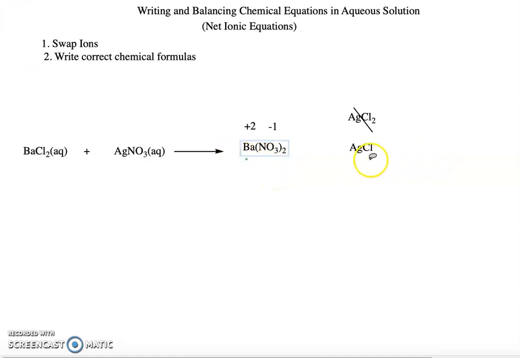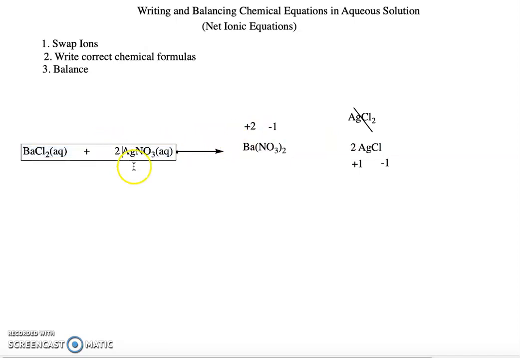I'm going to do the same thing for silver chloride. I know that silver should be +1 and chlorine should be -1. So I know that AgCl is actually correct already. The next thing I need to do is balance this. This is where I worry about the 2 that was over here. So when I balance this, I need to put a 2 in front of the silver chloride, I believe. And I also need to put a 2 in front of the silver nitrate. So let me do that.